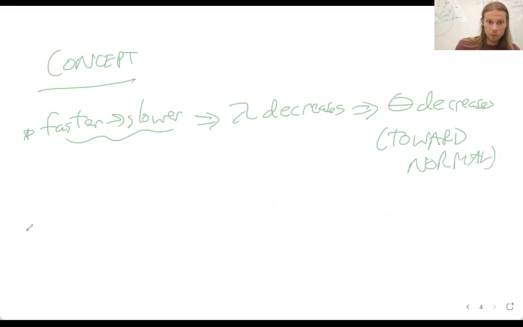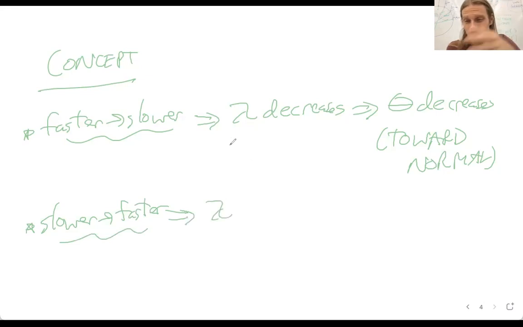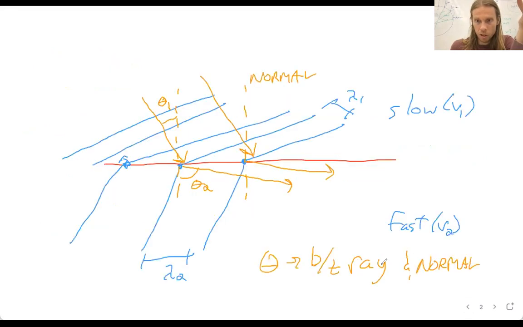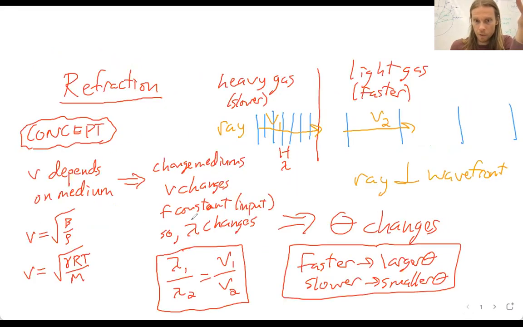And then the opposite is true. Slower to faster. I want you guys to be able to follow this logic, not just rewrite it. I want you to apply it, and that's what your homework's for. You're going to apply this to certain geometries and think about it. But obviously, we want to know where it comes from. It comes from these wavefronts, from this chain of logic here: velocity depends on the medium, which changes the wavelength, which changes the angle.